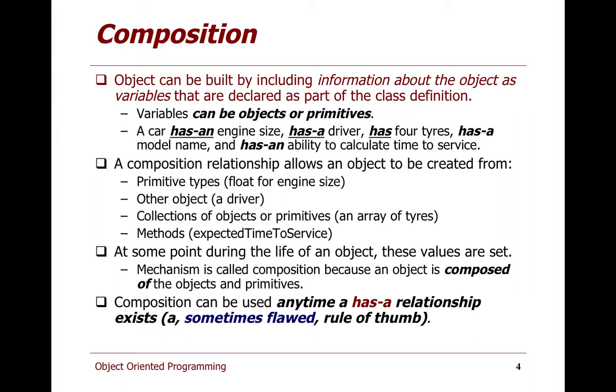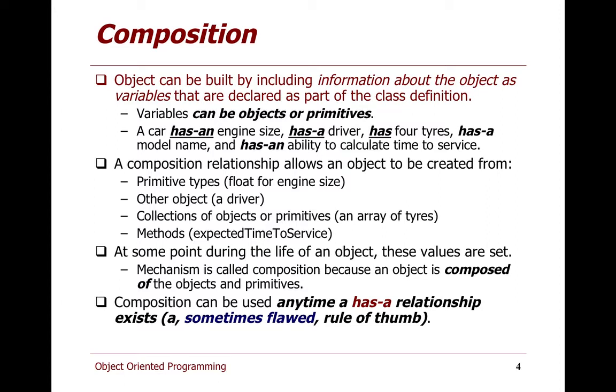So a composition relationship allows an object to be created from things like primitive types. In the case of a car, a float for the size of the engine, a 1.4, 1.6 or 2-litre engine. Okay, another object, driver, or even a set of drivers. Okay, collections of objects or primitives, an array or set or list of tires, and then a suite of methods. Okay, the expected time to service, car.drive, car.stop, car.handbrake turn, or something like that.